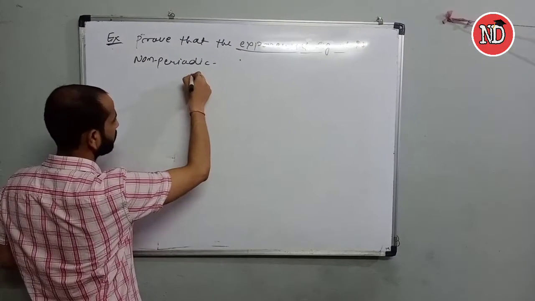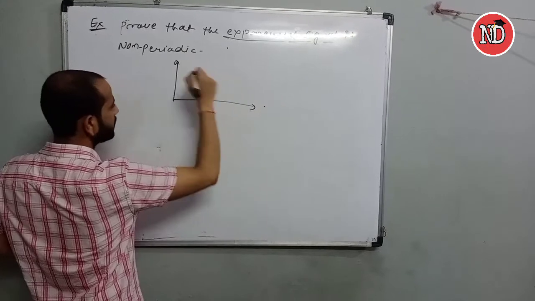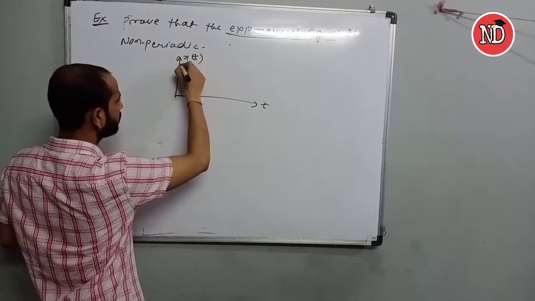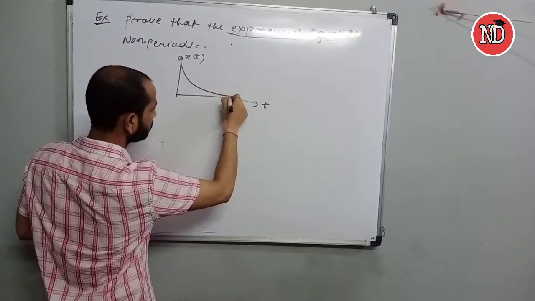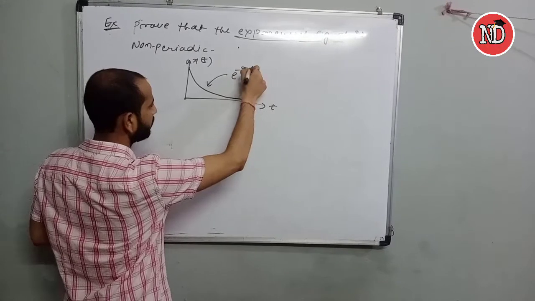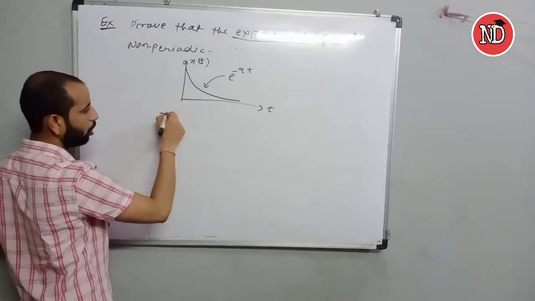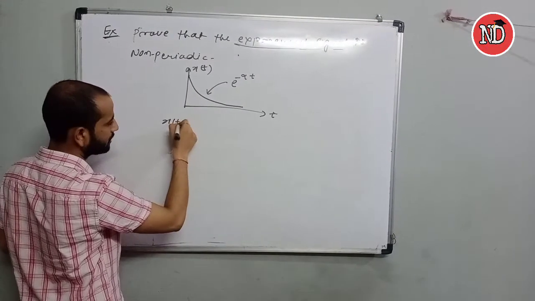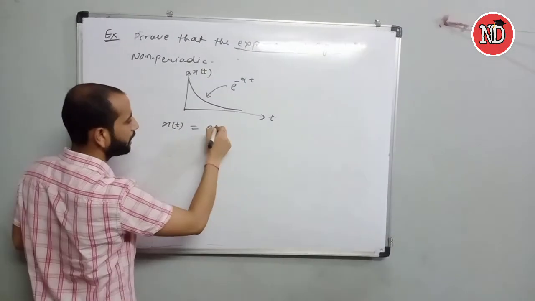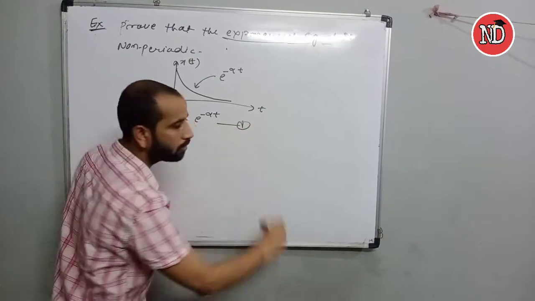First, we will see the graphical representation of the exponential signal x of t. This is the e to the power minus alpha t. The mathematical expression of exponential signal is represented as x of t is equals to e to the power minus alpha t. This is equation first.